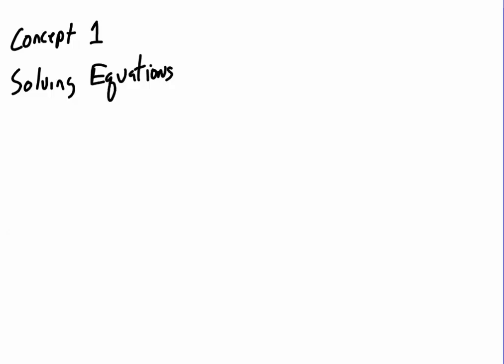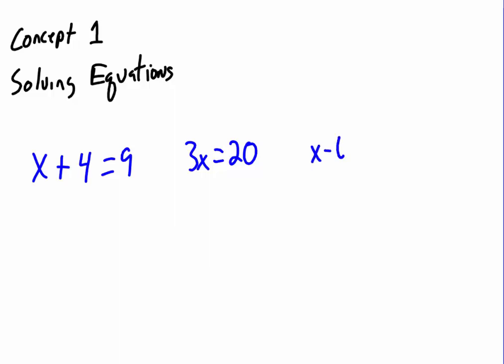So in the one-step equations, we might have something like x plus 4 equals 9. Or maybe like 3x equals, let's say 20. Let's see, something like maybe x minus 6 equals 3. And x divided by 5 equals 4.